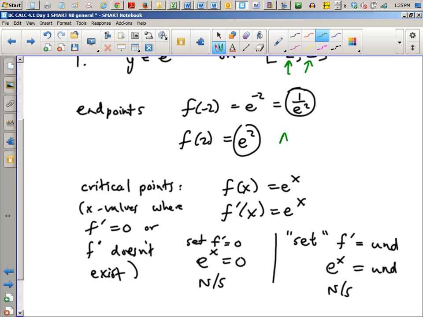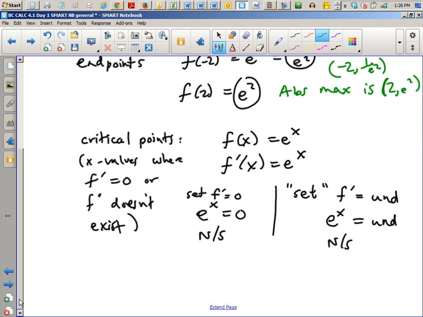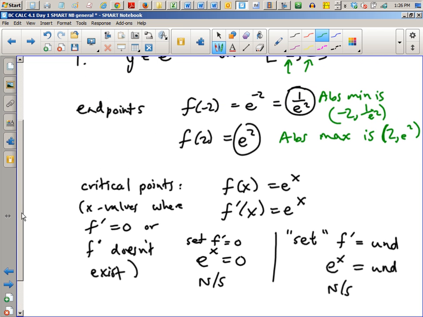This is our absolute max. The absolute max is 2 comma e squared. The absolute min is -2 comma 1 over e squared. These are them. They were all the while. Now, if you know what the graph looks like on this problem, that sort of takes the sting out of it, because the graph just looks like this. It's all very trivial.